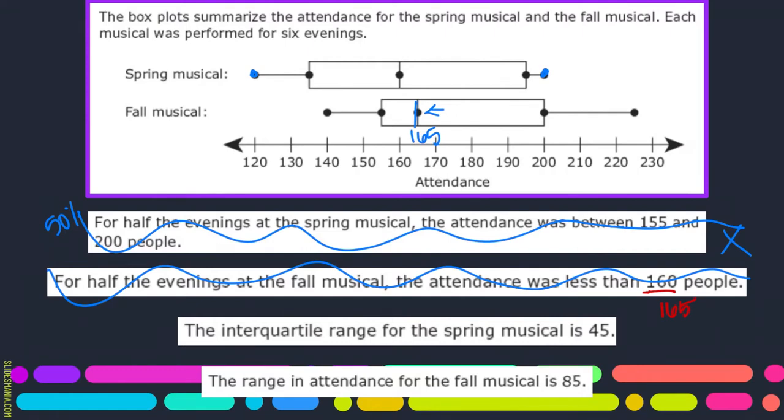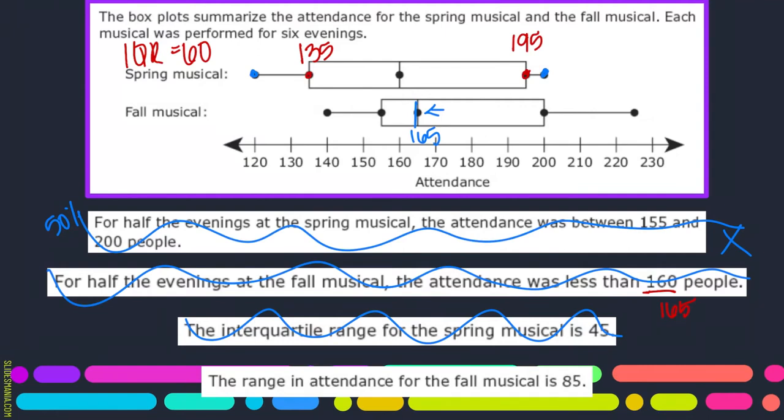Our interquartile range for the spring musical is 45. Remember, interquartile range is the difference from our third quartile, in this case 195 right here, and then our first quartile's value, which is 135. And it's the difference between those. Well, the difference between 195 and 135 is 60. So this is not a true statement because the spring musical had an IQR of 60.